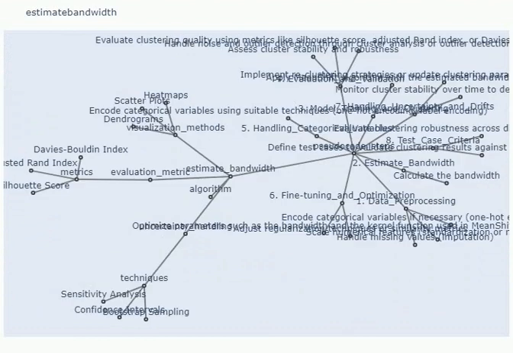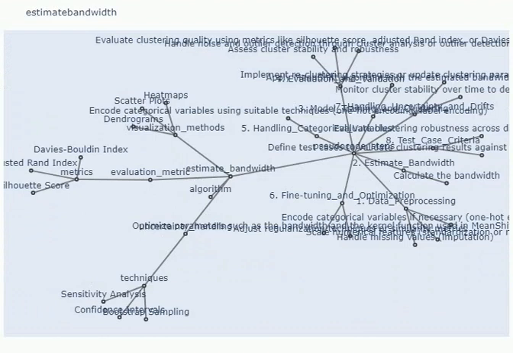Steps. Optimize parameters such as the bandwidth and the kernel function used in MeanShift. Details: experiment with different values of parameters to find the optimal clustering structure. Adjust regularization techniques or similarity metrics. Details: modify regularization techniques or similarity metrics to improve clustering performance.